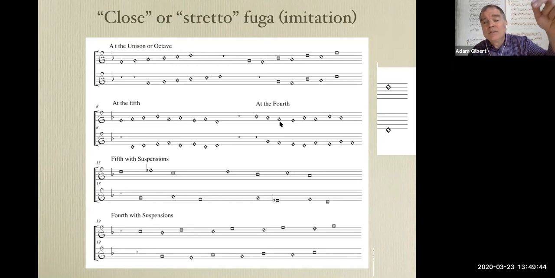And you can do the same thing now in the third system, as being at the fifth with suspensions, meaning I start with a G, I come in with a D, I come in with a G below a fifth, and then I go up a step, so it's really, again, 5-6-3, 5-6-3. And the fourth works exactly the same backwards. I'm going to play you all four of these systems, just so you get a sense of close imitation.